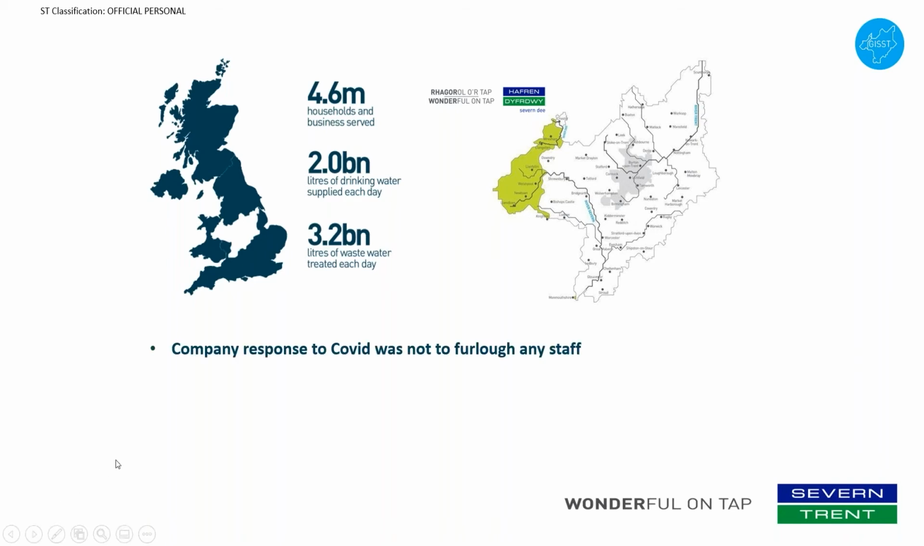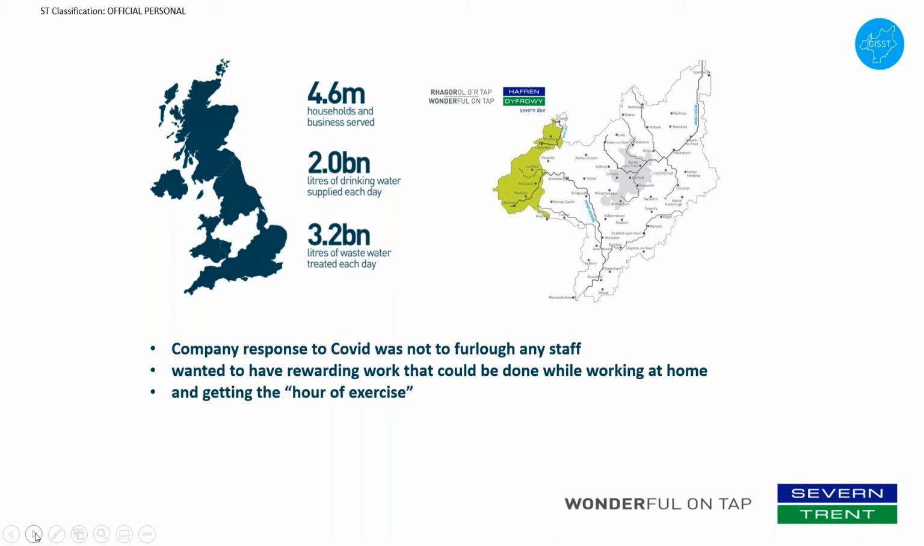When we went into lockdown, Severn Trent Water, and I'm guessing the same as all other water companies, decided not to furlough any staff. We continued to operate as best we could, working at home. I would suggest very efficiently, working at home without any staff furloughed. But we wanted to have rewarding work that could be done by people who were then working at home and getting their hour of exercise. That was the government advice at the time.